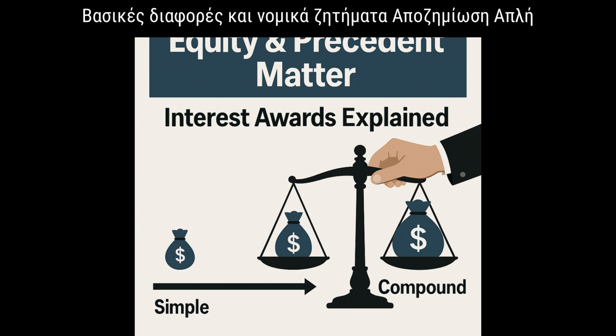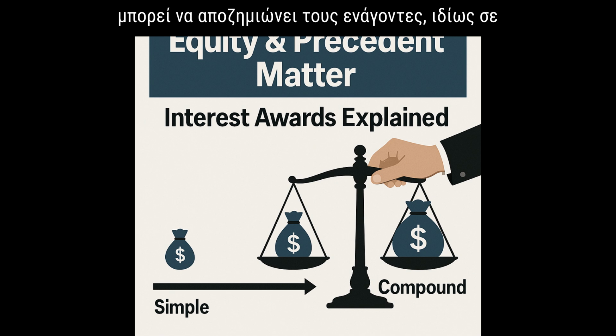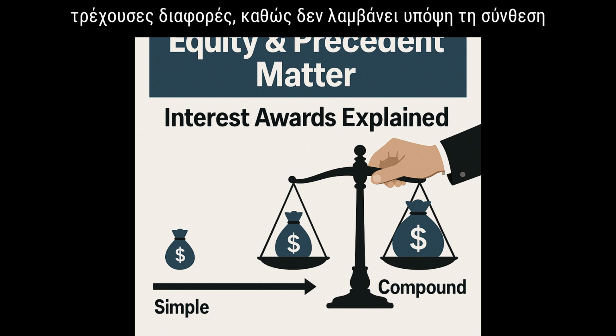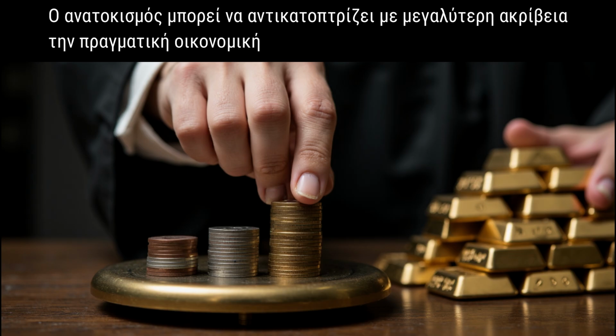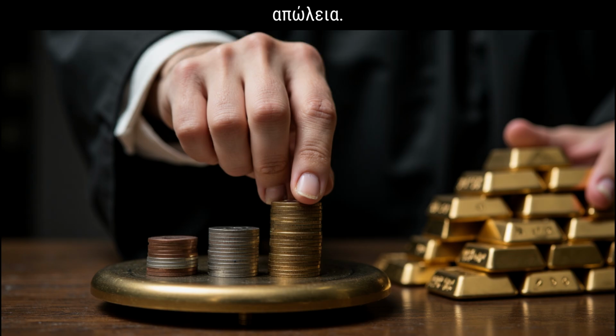Key differences and legal considerations. Compensation. Simple interest may undercompensate claimants, especially in long-running disputes, as it does not account for the compounding effect of money over time. Compound interest can more accurately reflect the true economic loss.